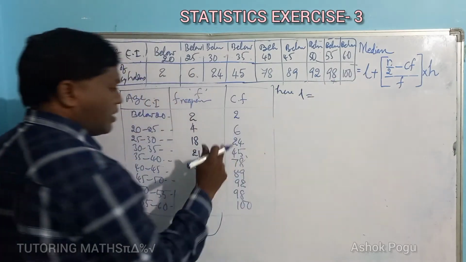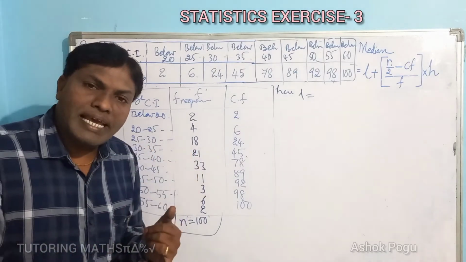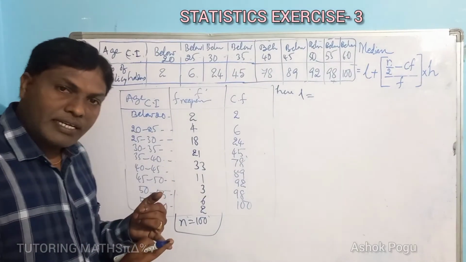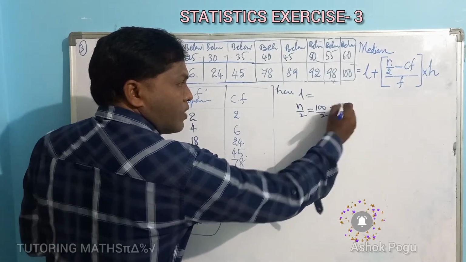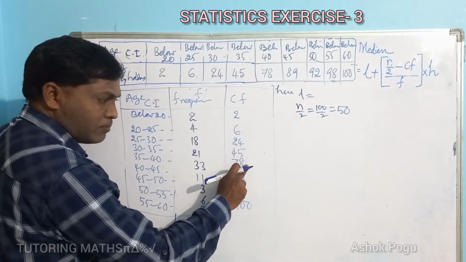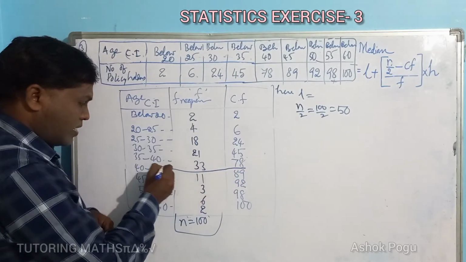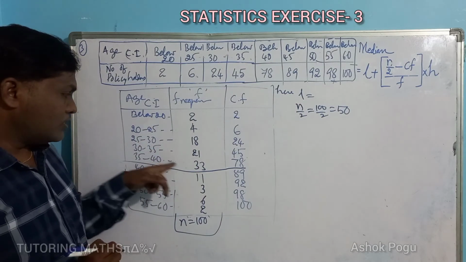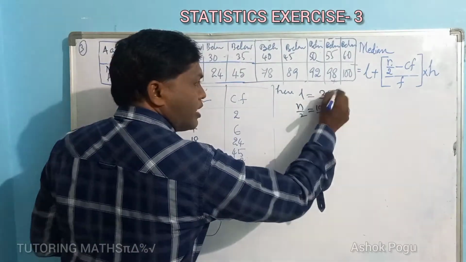L, what is L? Lower boundary of the median class. First of all, select the median class. Which is called the median class? Half of the total number of observations. Half of 100 is 50. Where do we get the 50th observation here? This is up to 45, so the 50th observation we get in this row. So this is the 1, 2, 3, 4, fifth class. This fifth class should be taken as the median class, and L becomes the lower boundary of the median class.